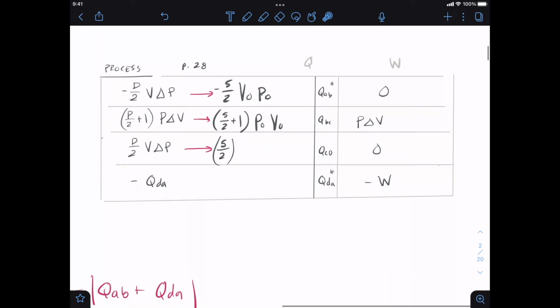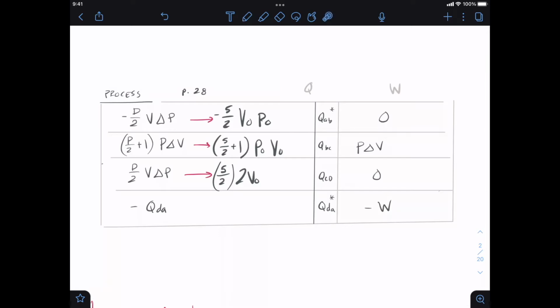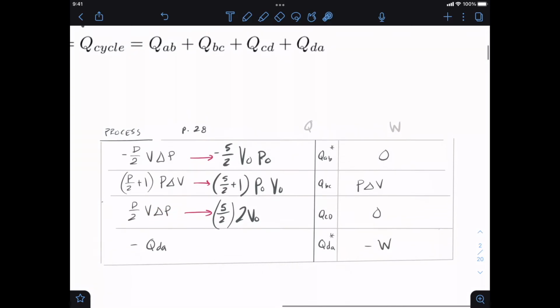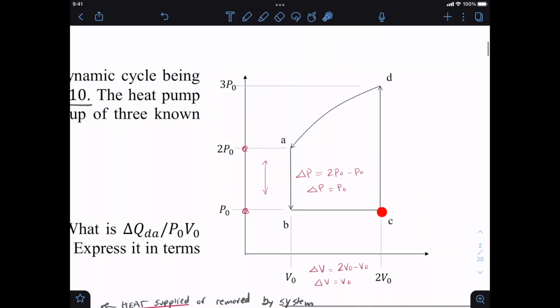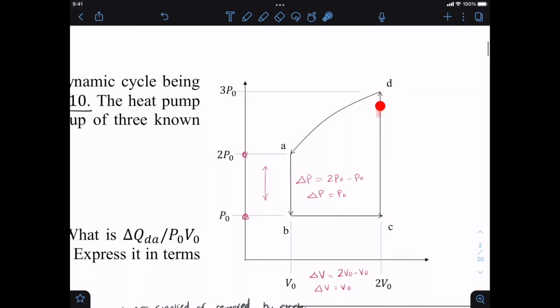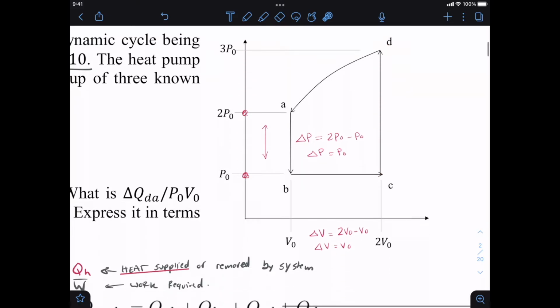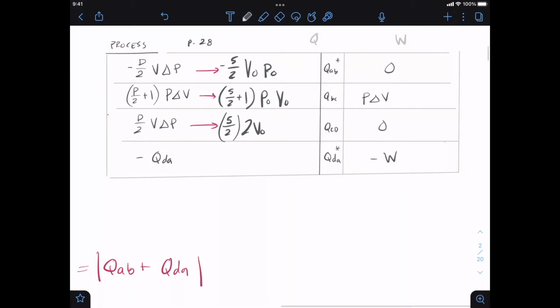So for our volume term, we're plugging in 2 V naught because that's what the volume is at that point, right? We're just looking at the graph using the values. And then we need our change in pressure. So from C to D, what is our change in pressure? We go from P naught to 3 P naught, so our change is going to be 2 P naught, right? Okay, so we're going to have 2 P naught.